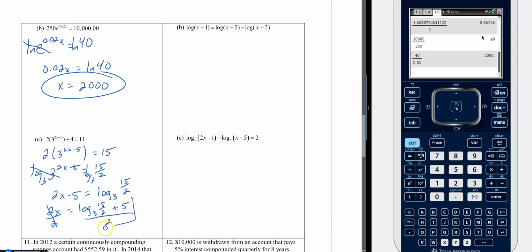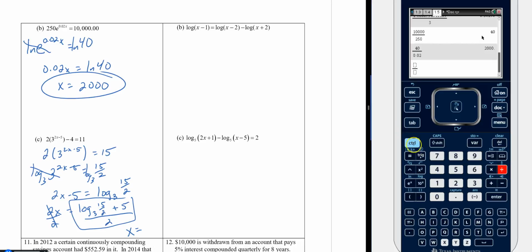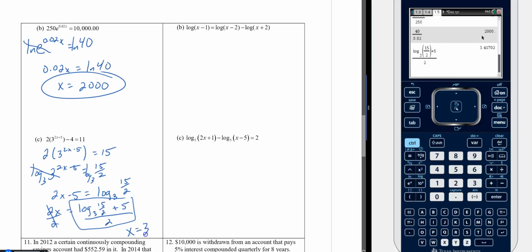So this is what I'm going to plug into the calculator. And when I do that, I have log base 3 of 15 halves plus 5, over 2. And I get 3.417. Remember, we want 3 decimal places.